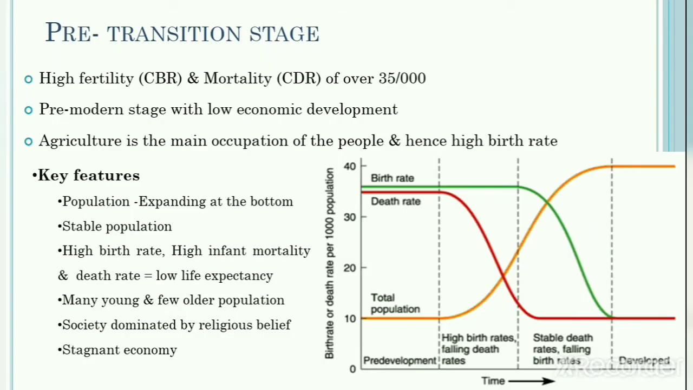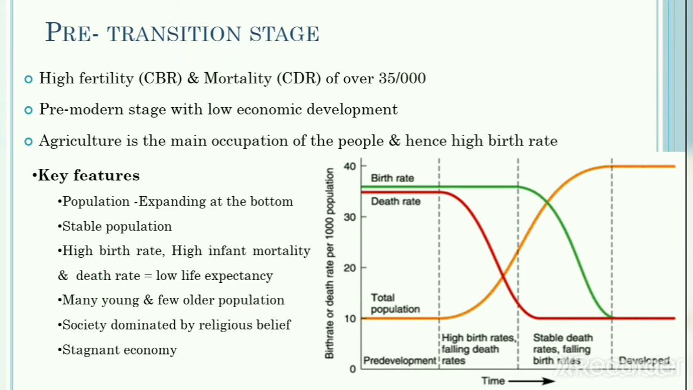Now let's look into the pre-transitional stage. In the pre-transitional stage, the country is at a low level of economic development. In this stage, the fertility is over 35 per thousand and is almost stable. The mortality is also very high during this stage, approximately 35 per thousand. But the behavior of mortality is highly erratic due to diseases and lack of hygiene. This stage is also termed as the pre-industrial or pre-modern stage.